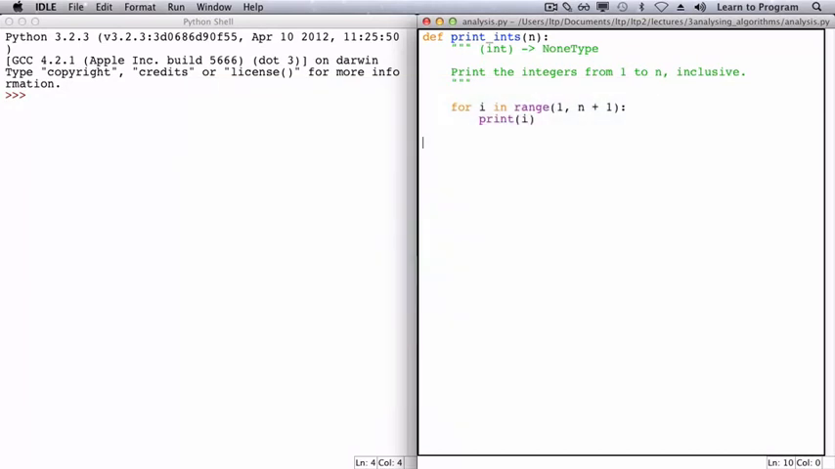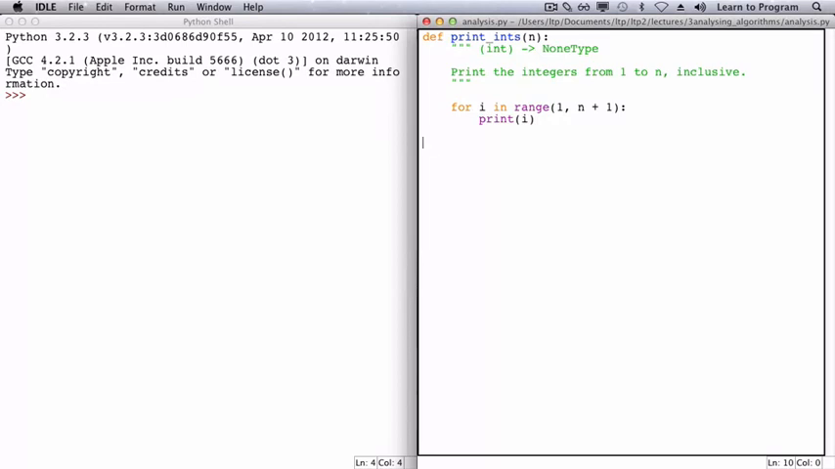To analyze our algorithms, we're not going to measure them by timing them. Instead, we're going to read the code and look at the number of steps that they'll take for a particular input size. For example, in this lecture, we're going to write several functions that print integers, and we're going to focus on how many times the print function is called in each of our functions.